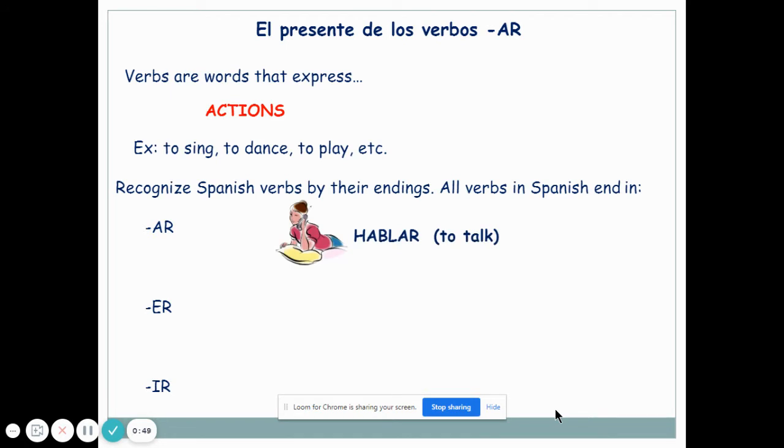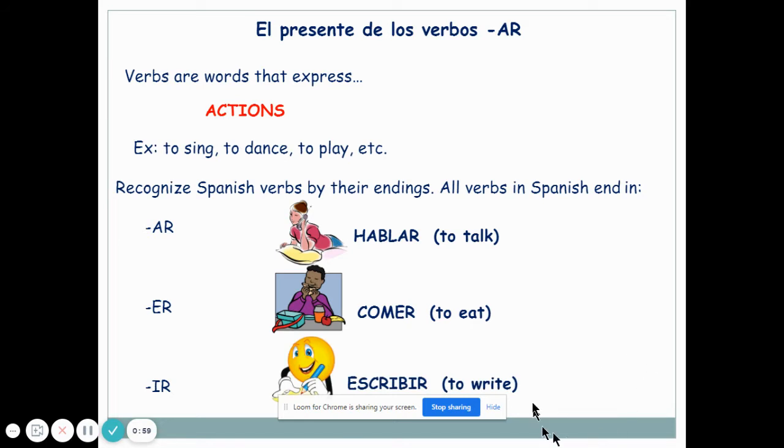For example, one verb that ends in ar is hablar. One that ends in er is comer. And one that ends in ir is escribir. Notice how one word in Spanish and 2 words in English. 1 and 2, 1 and 2.